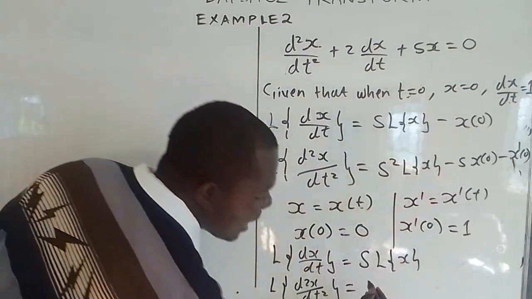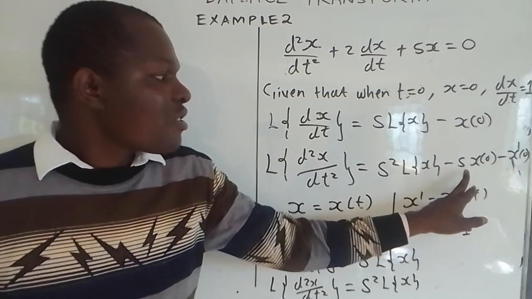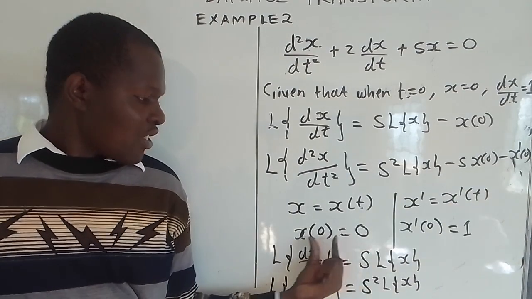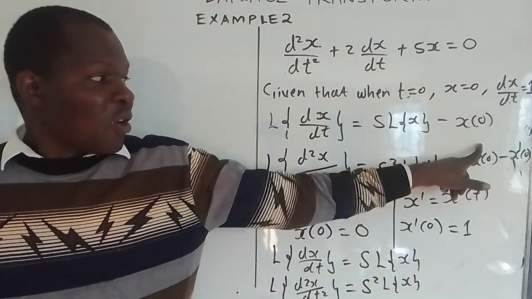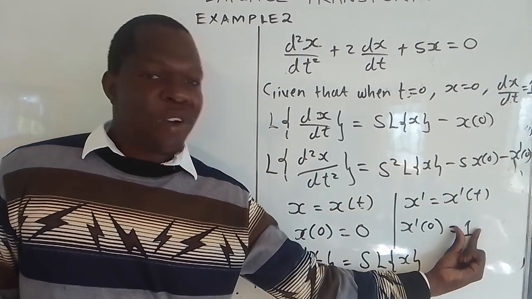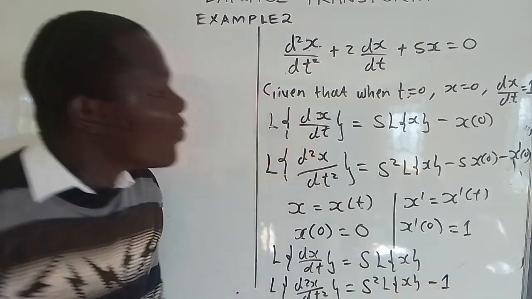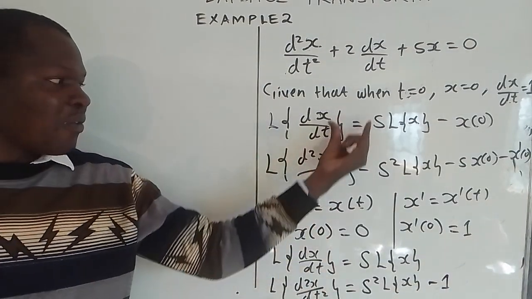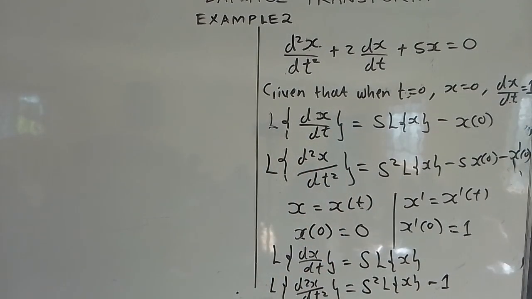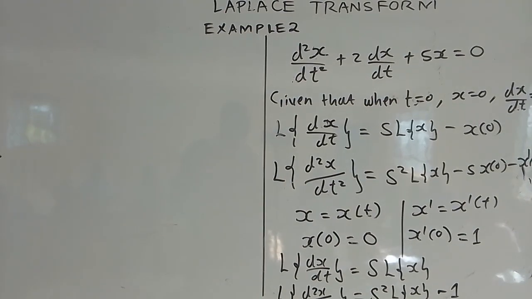It is s squared Laplace transform of x, then it is minus s x of 0. But what is x of 0? Meaning the whole of this goes to 0, isn't it? Then it is minus x prime of 0. And what have you found x prime of 0? So it is minus 1, isn't it? So you found the simplest form of this and this, isn't it? Are we together?